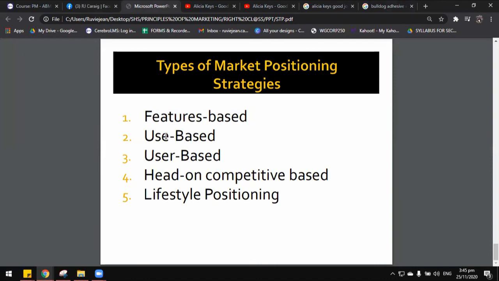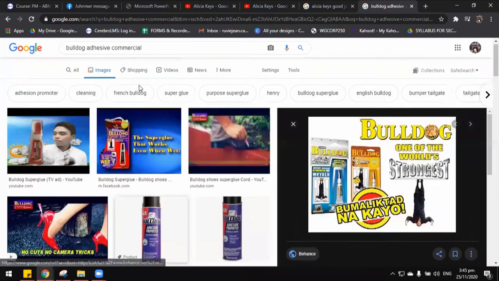Okay, ano pa ba yung mga example ng use based? Yung ano class, familiar ba kayo dito?